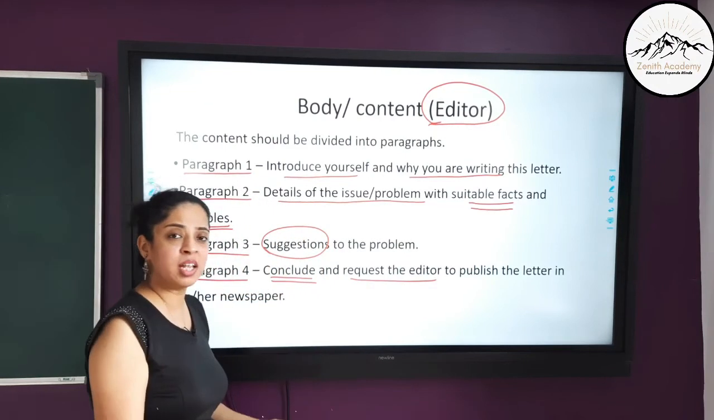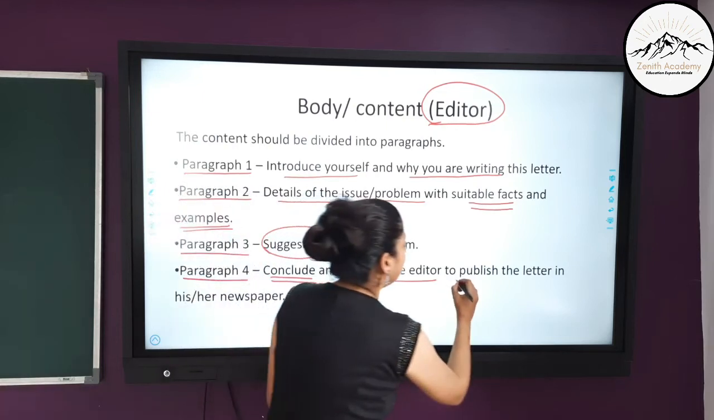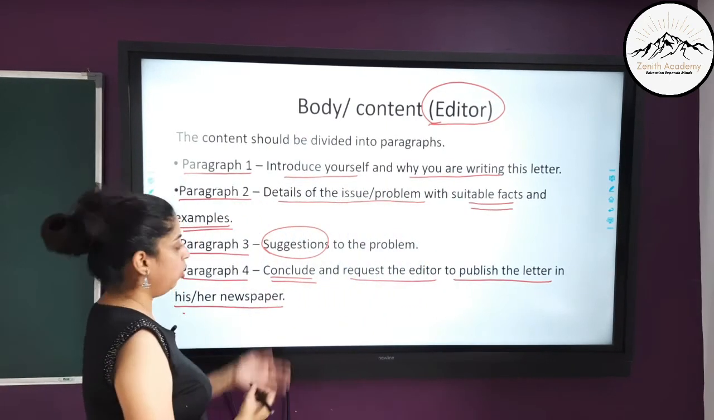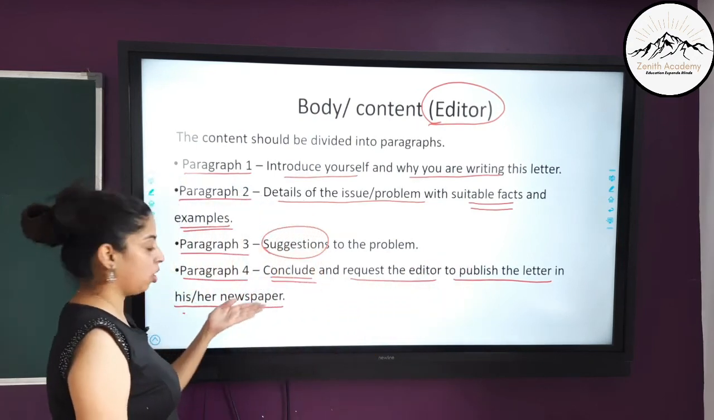Because the editor himself is not going to go and solve this problem. What he will do is publish this letter in his or her newspaper. So you should conclude and request the editor to publish the letter in his or her newspaper.